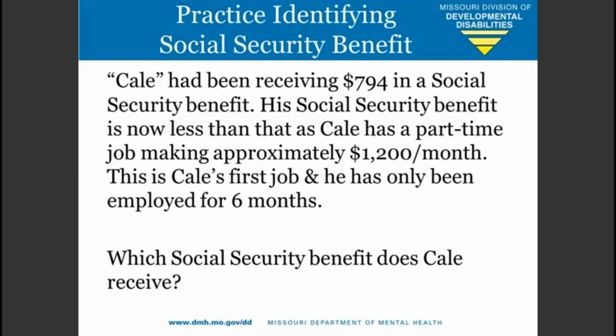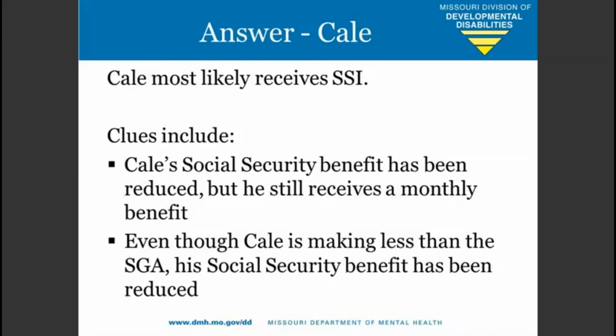Okay, it looks like we've got somebody saying SSDI. So let's see if we're right here. Cale most likely receives SSI. How do we know this? Because his benefit was reduced by his work income.